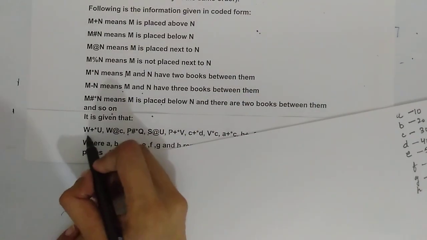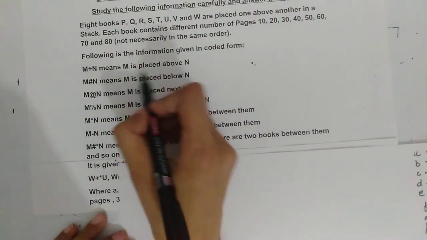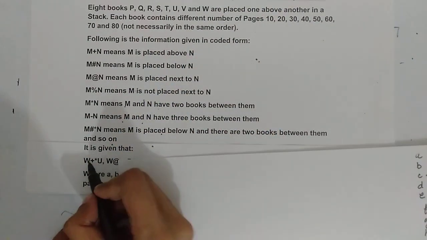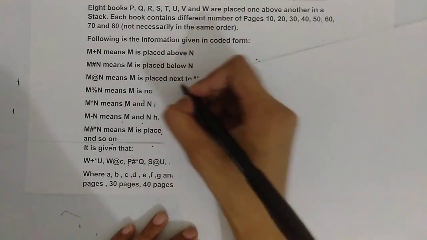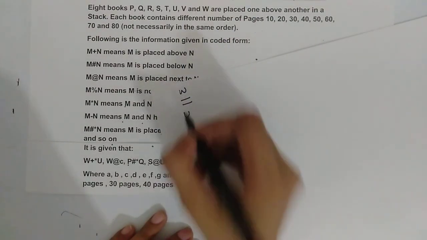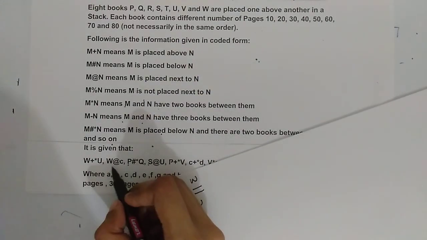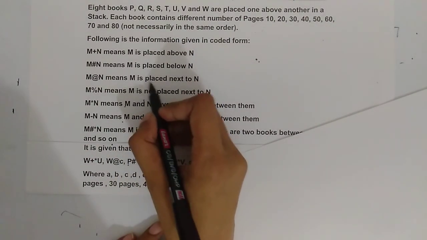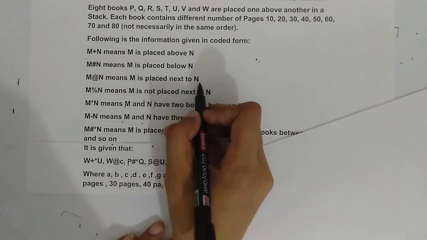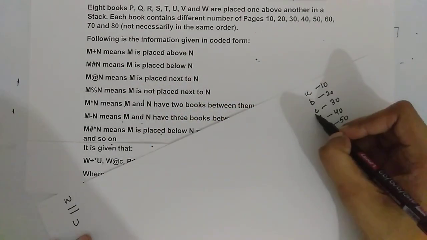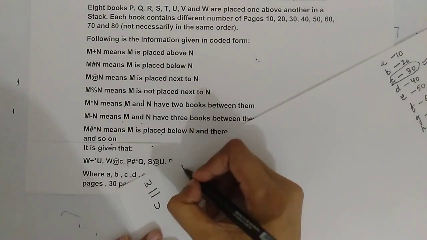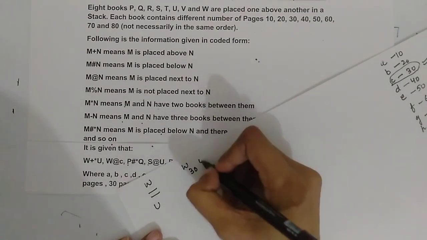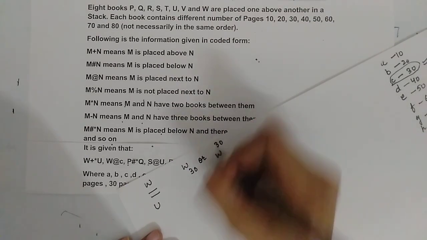Now see, W plus star U. Plus means W is placed above U and star means there are 2 books between them. Fine. So it will be like this, W dash dash U. See the next one, W @ c. @ means W is placed next to c. Now what is this c? This c means the book that contains 30 pages. So W will be adjacent to the book having 30 pages. It can be like this or like this also.